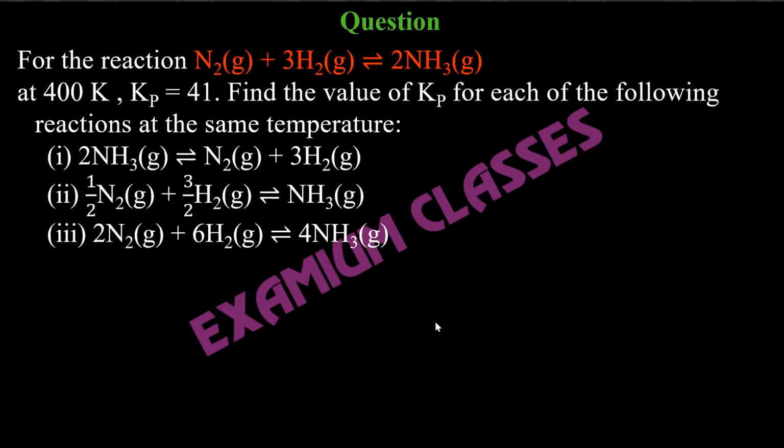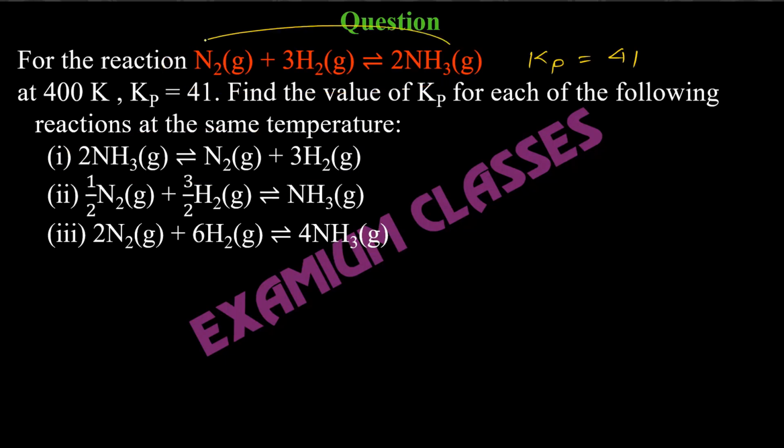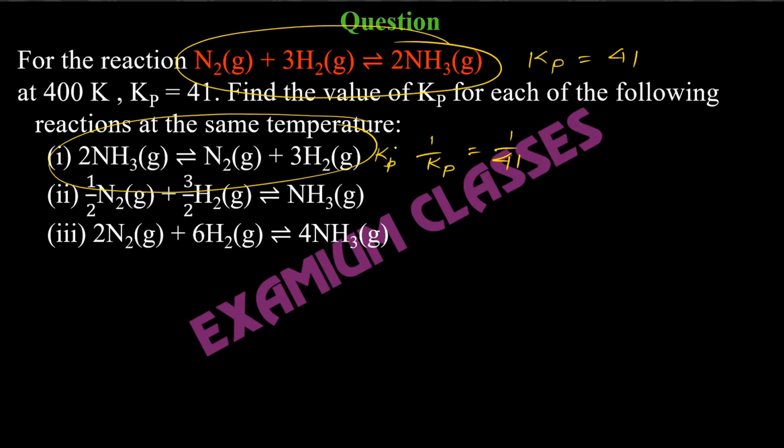Next question. For the common reaction N2 plus 3H2 gives you 2NH3, at 400 K, Kp is given as 41. Find the value of Kp for each of the following reactions at the same temperature. For this reaction, it is Kp equals 41. And this is just the flipped version. The inverse of this one is this one. It means here it will be 1 by Kp, that is 1 by 41. So Kp dash will be 1 by Kp.